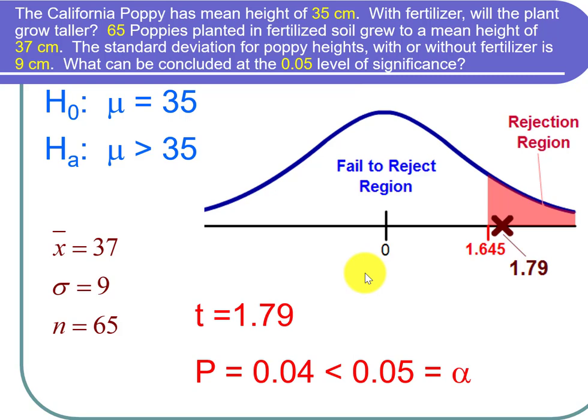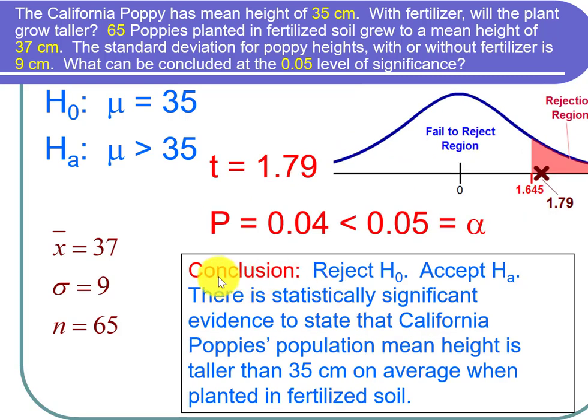So let's take a look. And we can conclude that we reject H naught and accept HA, and that there is statistically significant evidence to state that California's poppies' population mean height is taller than 35 centimeters on average when planted in fertilized soil. And I'm done with the problem.